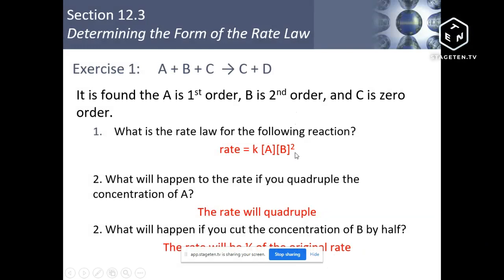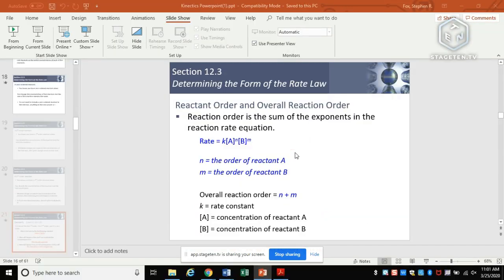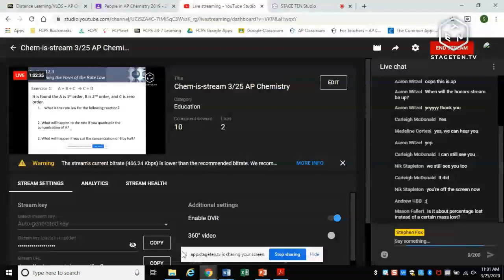So let me stop at that example real quick. Are there any questions there? Any questions? Any questions with that sample problem?